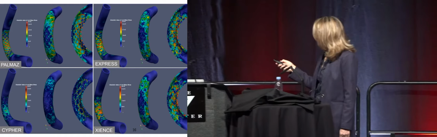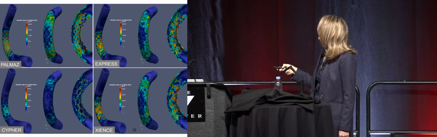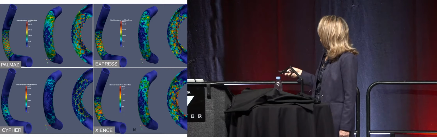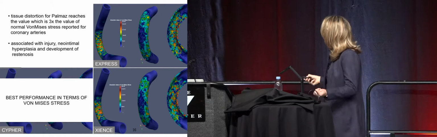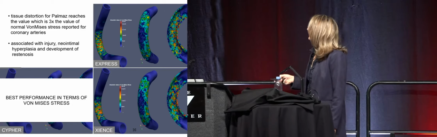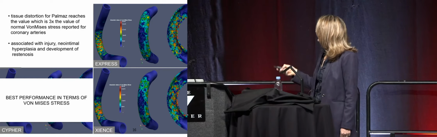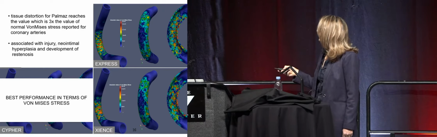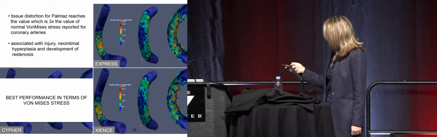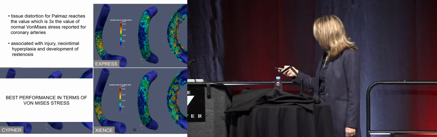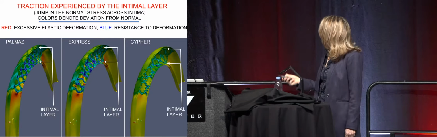Actually, the Palmaz stent is associated with values which are 3 times higher than the normal values of von Mises stress in the tissue. Then you can associate this stretching of the medial layer, which, as the bioengineering literature shows, is associated with injury, neointimal hyperplasia, and development of restenosis. And one can see from the simulations that the best performing stent is this Cypher stent.